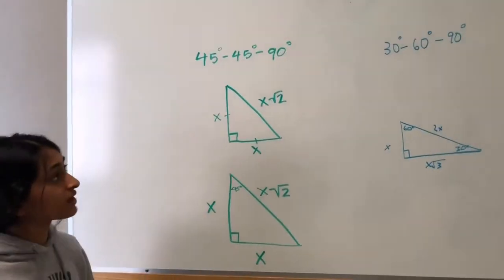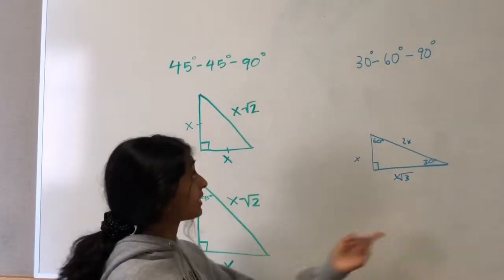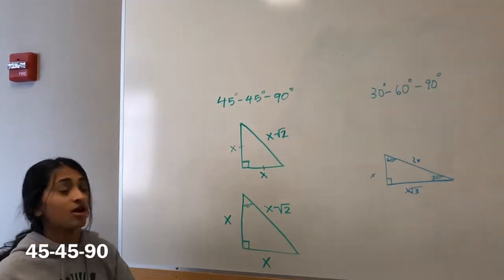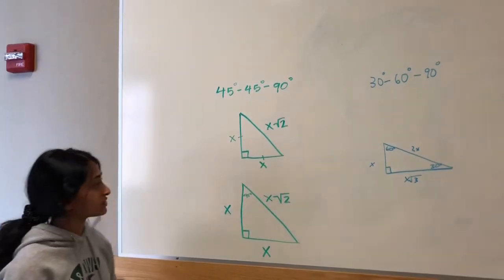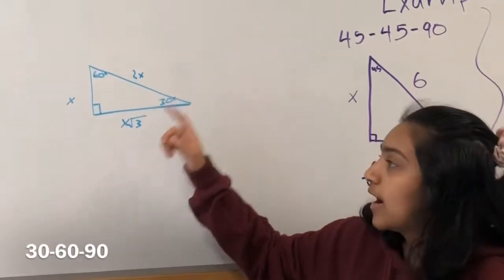There are two different types of right triangles. One is the 45, 45, 90, and the other one is the 30, 60, 90. In this one you can see that both x sides are congruent to each other, and this side is going to be x root 2. So here we have the 30, 60, 90 degree triangle.